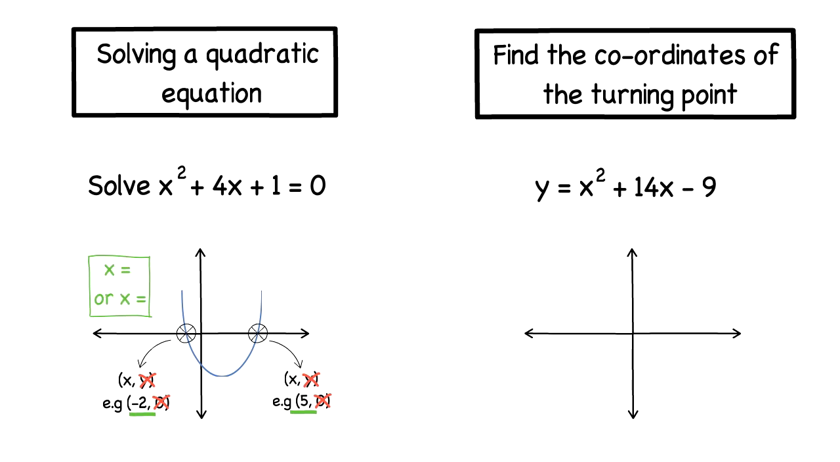When it comes to finding the coordinates of the turning point, we're only looking for 1 point, and that point could be anywhere. So we need an x-coordinate and a y-coordinate.